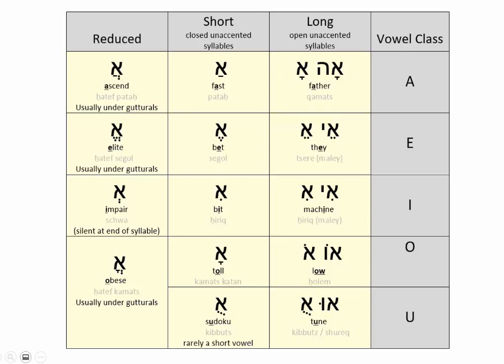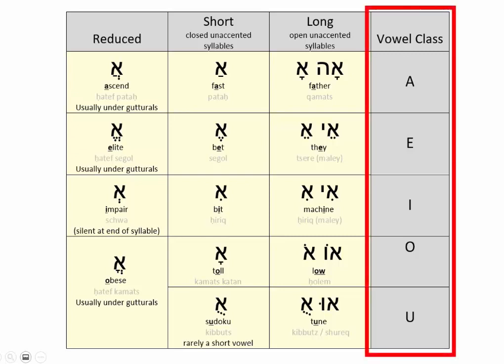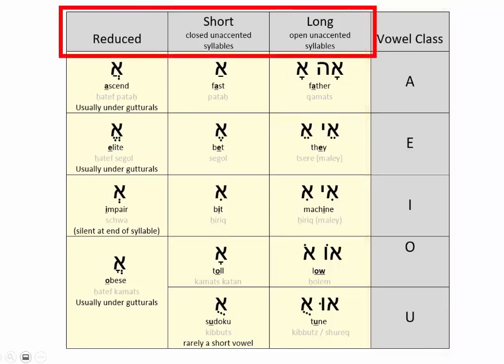You can see that I have organized this chart according to the class of the vowel, the quality of the vowel. Is it an A, E, I, O, or U class vowel? And I've also classified these vowels by the length of the vowel. This is literally how much time it takes to pronounce the vowel. So long vowels take a little bit longer, short vowels take shorter, and reduced vowels are so brief they technically don't even count as a full vowel.